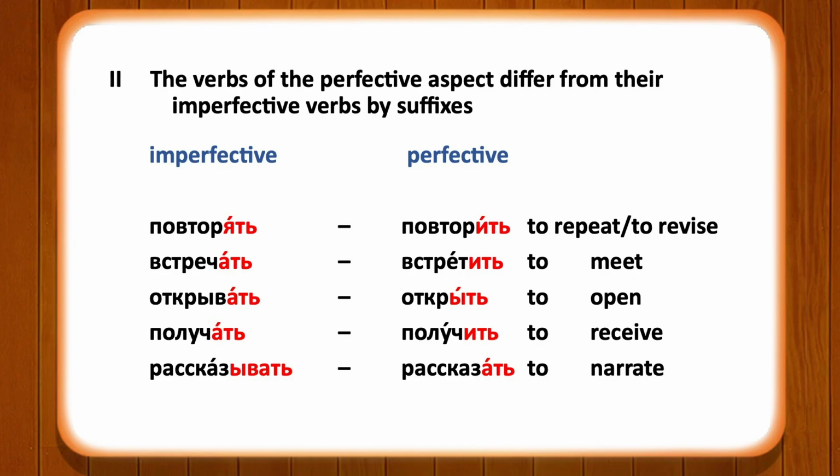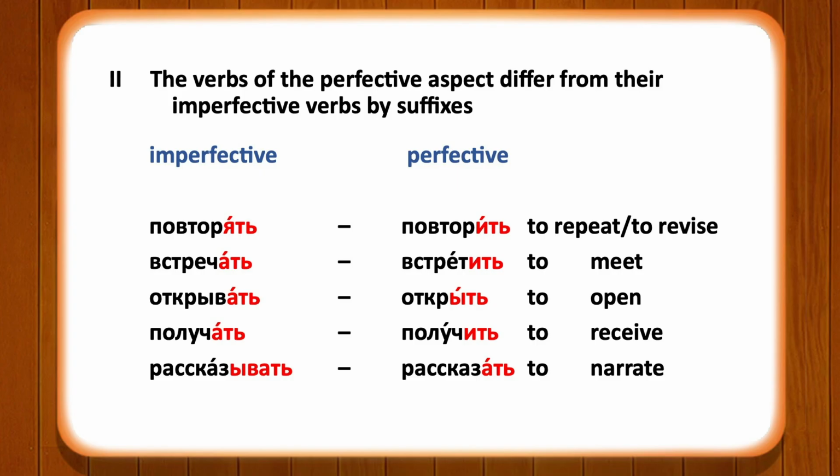Let us take up another verb, strichaj. Strichaj is an imperfective verb which means to meet. The perfective counterpart of this verb is striechich. Both strichaj and striechich mean to meet. Strichaj is imperfective aspect verb and striechich is perfective aspect.